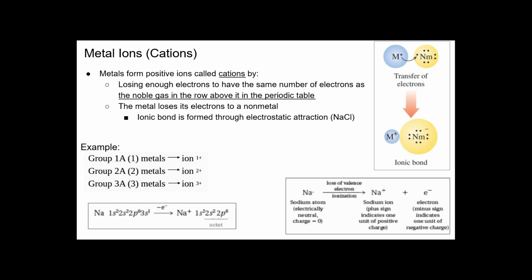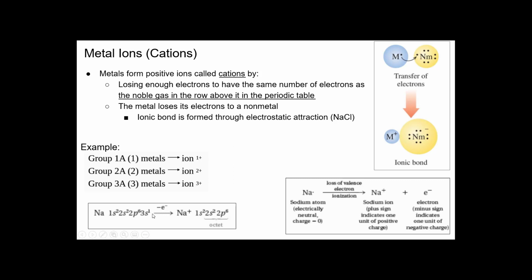Metal ions, which are cations, they are positive ions. They lose enough electrons to have the same number of electrons as a noble gas in the row above it. So for instance, magnesium will lose 2 electrons in order to fill the electron configuration of neon. Excuse me. So if it's in group 1, it's going to lose 1 electron, which would give it a positive charge. Group 2 will have a 2 plus, meaning it lost 2 electrons, and group 3 will lose 3 electrons and give it a 3 plus charge.